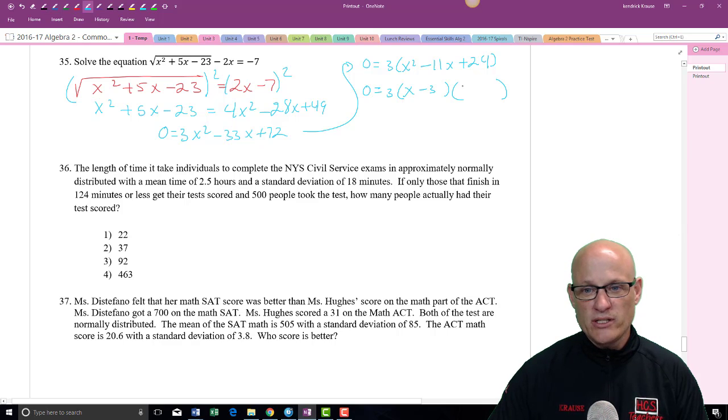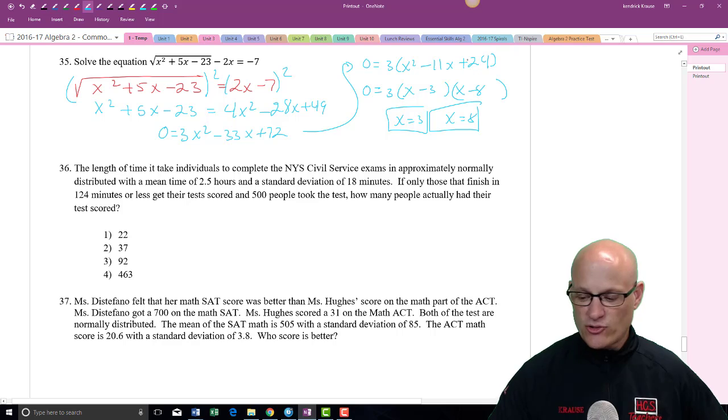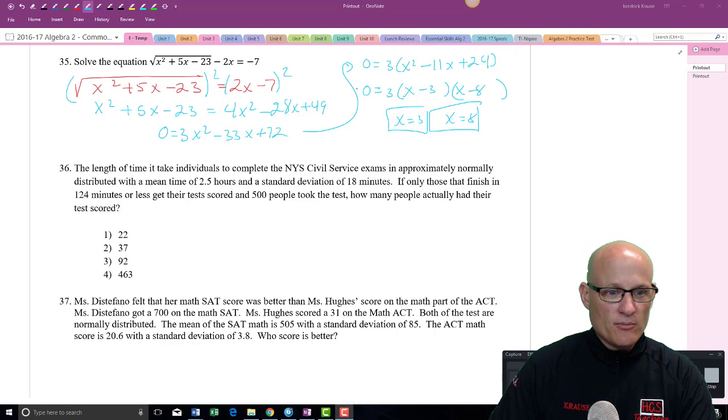X minus 3, x minus 8. So my two answers are x equals 3 and x equals 8. I will check these just to show you one check on these. So I've got to grab my graphing calculator.